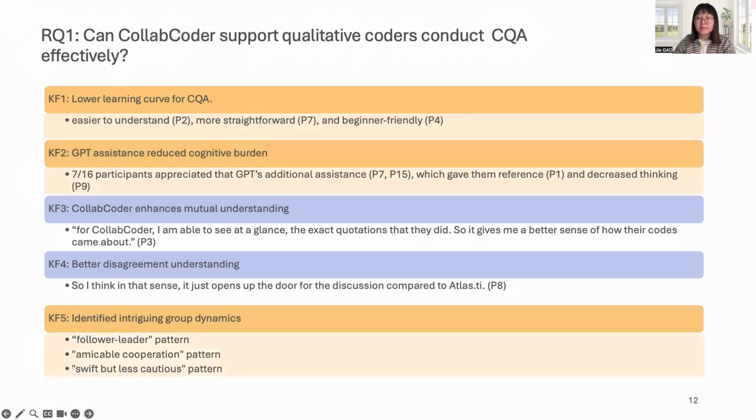This included follower-leader patterns, where one coder consistently followed the other's opinions; amicable cooperation patterns, where coders respectfully discussed but sometimes struggled to make decisions due to a lack of dominance; and swift but less cautious collaboration, where analysis was completed quickly but with potentially less attention to detail.